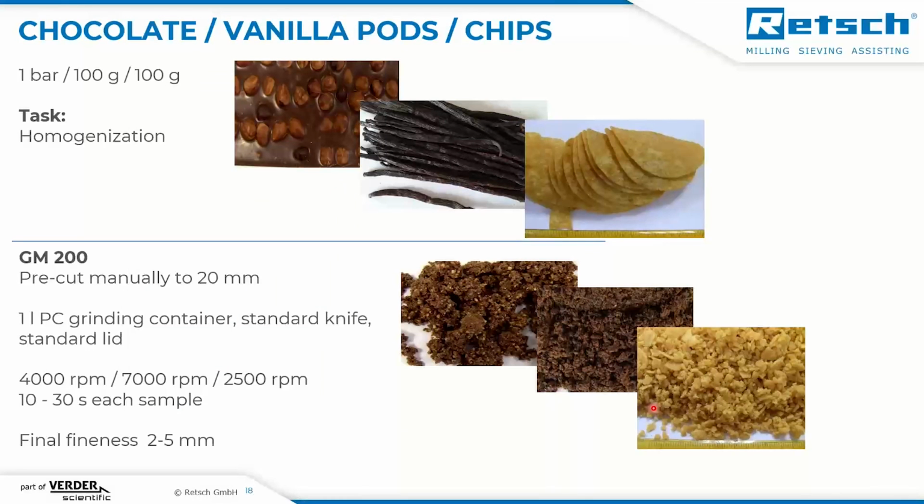When we now start with the application examples, let's start with chocolate, vanilla pods or chips. In the GM200, we pre-cut this to a 20 millimeter sample size.